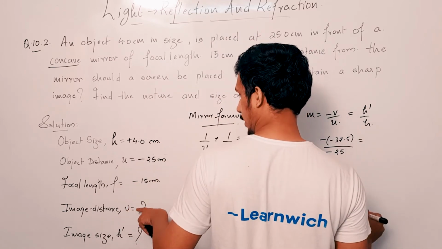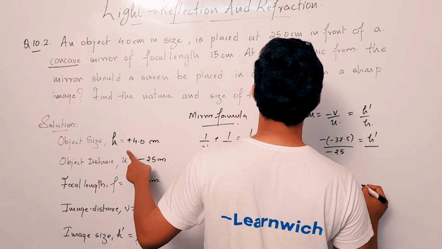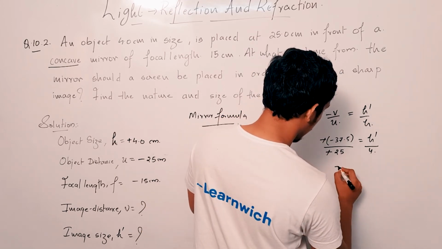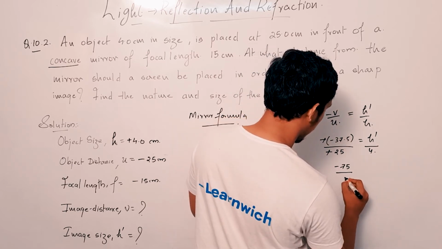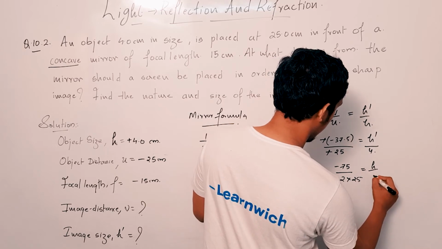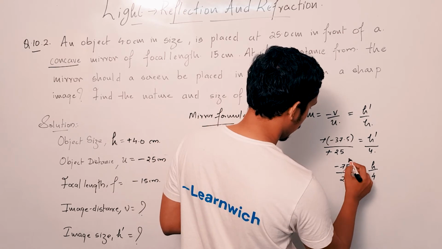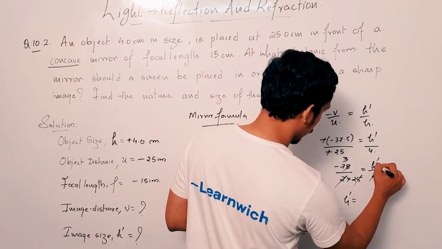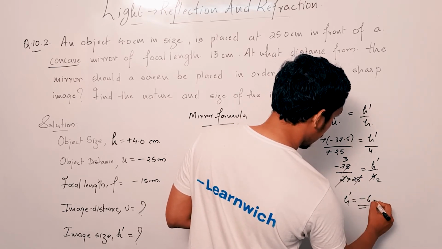Equal to h dash by the height of the image, which is given as 4. So this minus minus cancels, and I get minus 37.5. I'll write it as minus 75 by 2 into 25 is equal to h dash by 4. So this is 3 and this is 2, and we get h dash is equal to 2 into minus 3, which is minus 6 centimeters.